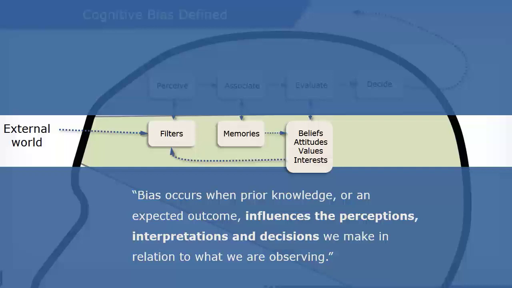So, to relate this back to our model for processing perceptions, your previous knowledge, as represented by your memories and beliefs, create unconscious filters that shape your perception. For Eastern 401, the expected outcome was the nosewheel landing gear indication coming on. This expected outcome heavily influenced the perceptions about everything else that was going on and the decisions that were made. Clearly, cognitive bias represents an error in thinking and a threat that needs to be managed.